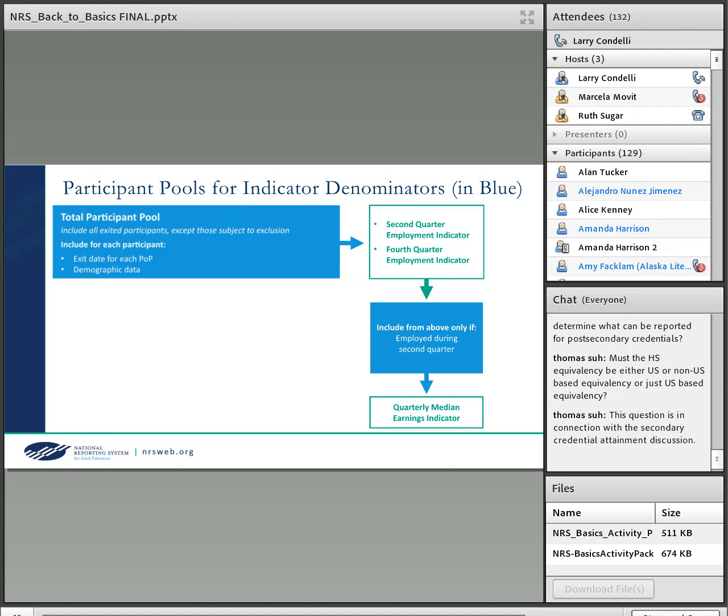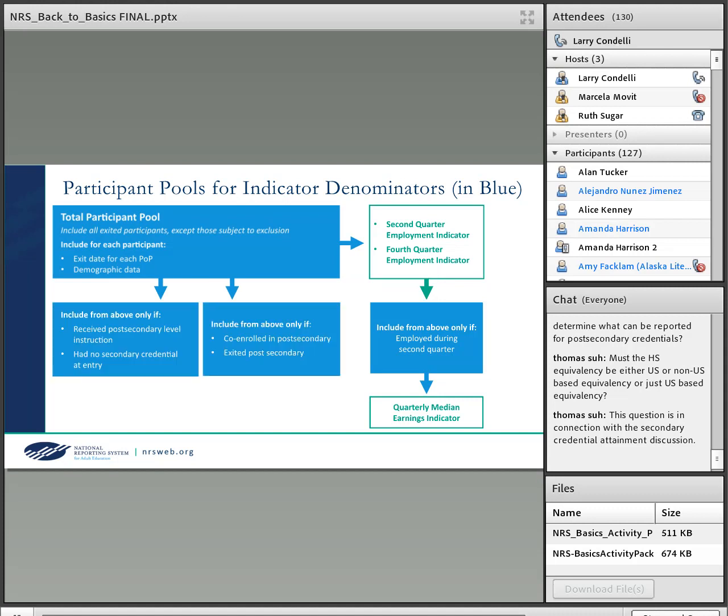You've got your whole group, everyone you collect that indicator on, and you include them in that denominator. Of this, those that got a job in the 2nd quarter, in the blue box, is your pool, and then you get the median earnings from that group. As far as the credential indicators, again, here are our 2 cohorts that you include in the pool.